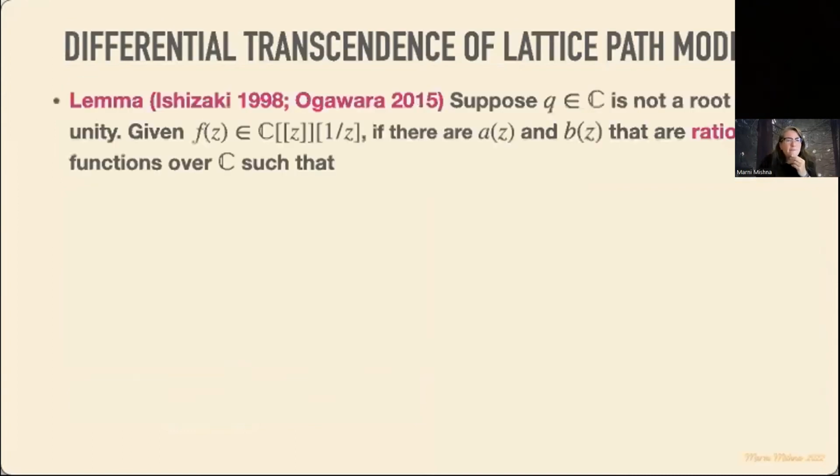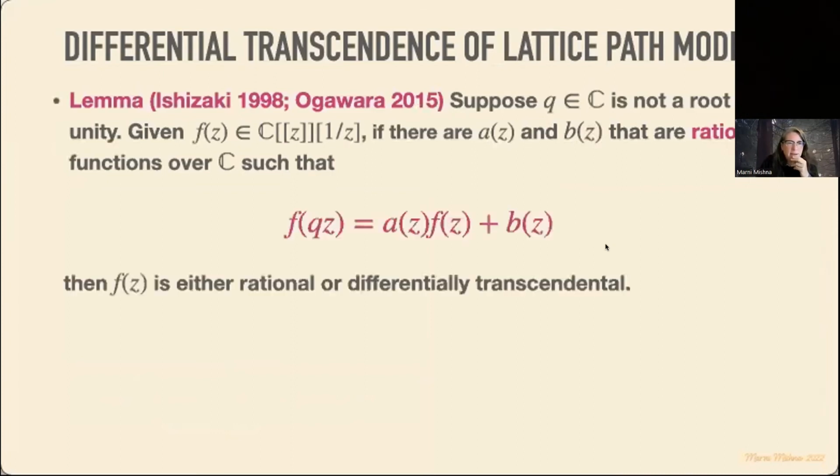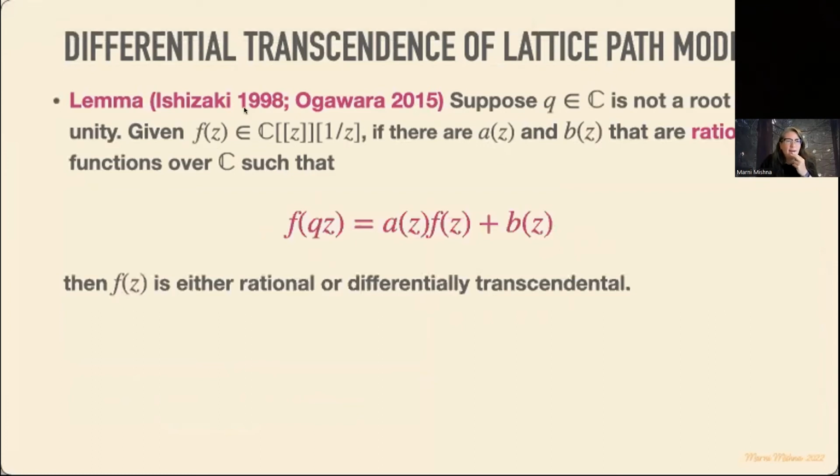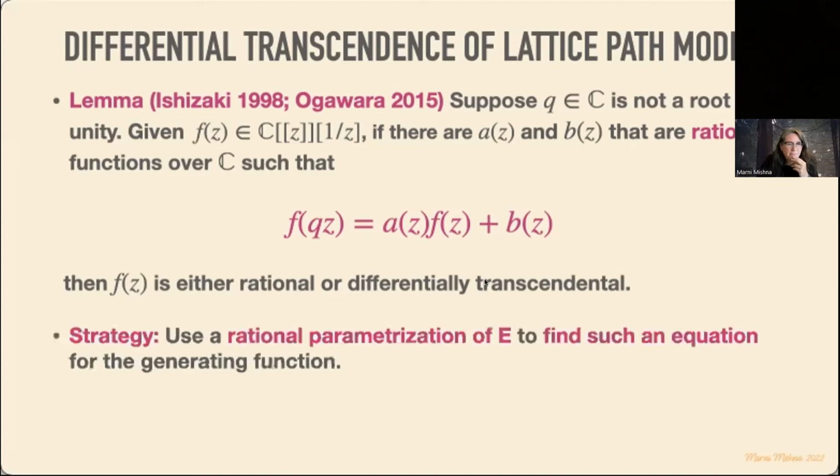Okay. So I cut out a lot of caveats, but I can give you an explicit theorem that we can use. This is by Ishizaki and Ogawara, doing different parts. If I can make a functional equation of this form, and remember q can be a number, just something that is not a root of unity, if I can find something of this form, then I'm good. Then I know that either it's rational or differentially transcendental.